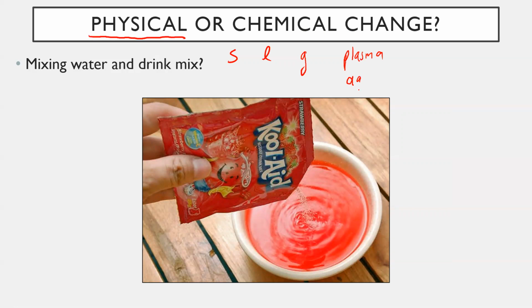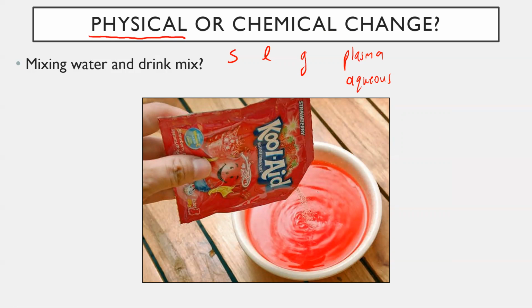It's called aqueous. Aqueous is just a fancy word for dissolved in water, right? So when you take Kool-Aid mix, which is basically just sugar, and you mix it with water, it's actually dissolving and it's forming what we called yesterday a homogeneous solution, right? So it is actually just physically changing it. It is not producing something totally new.